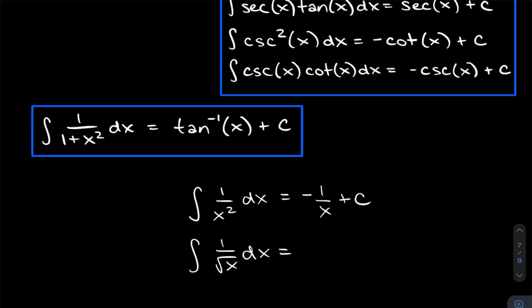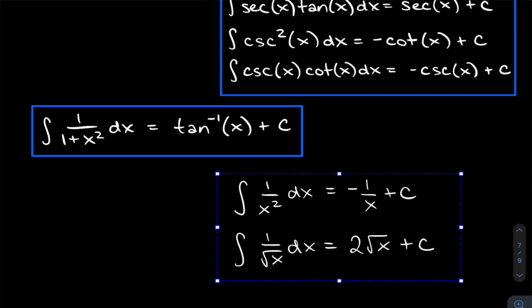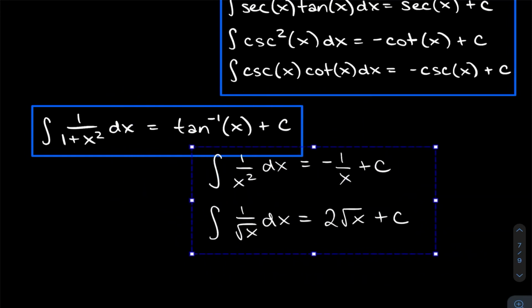Another integral that pops up a lot is the integral of 1 over rad x, and we said that integral is going to be 2 rad x. And of course you add your constant c. And when you combine all those guys, that I would say is a pretty decent integral table.